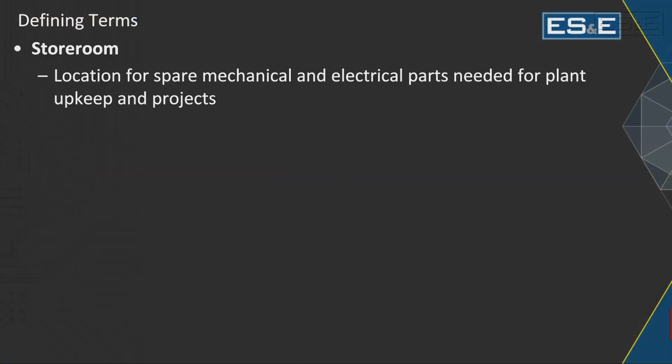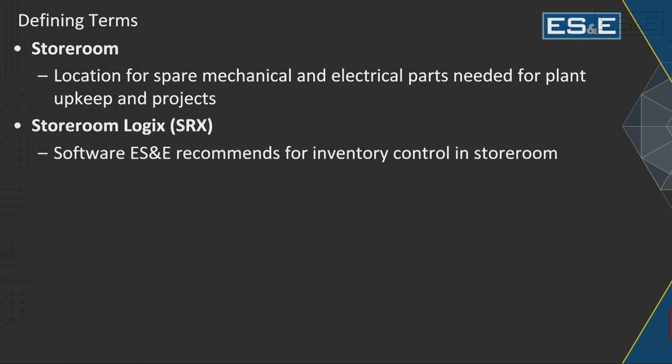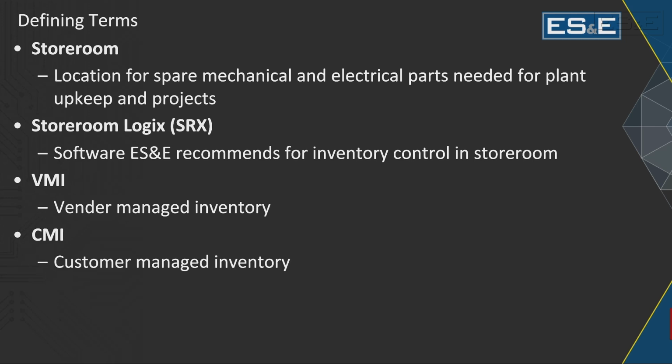The storeroom is basically the location for your mechanical and electrical parts that you put in the plant to upkeep it. Storeroom Logics is the software we use for inventory control. It can help you in various ways, and I'll go through how it works. VMI is vendor managed inventory. Basically, we take care of some of your inventory. CMI is you guys taking care of it.